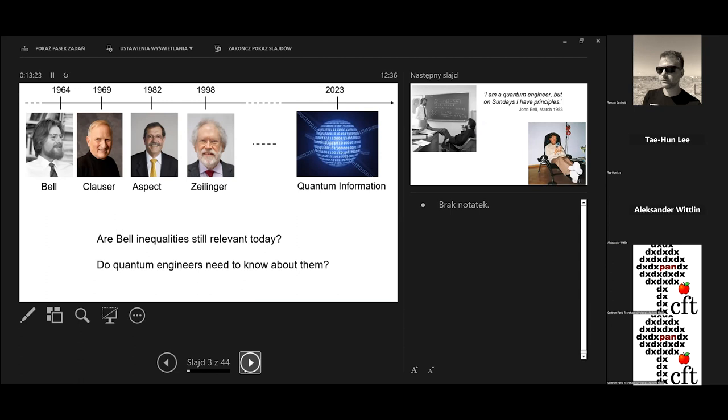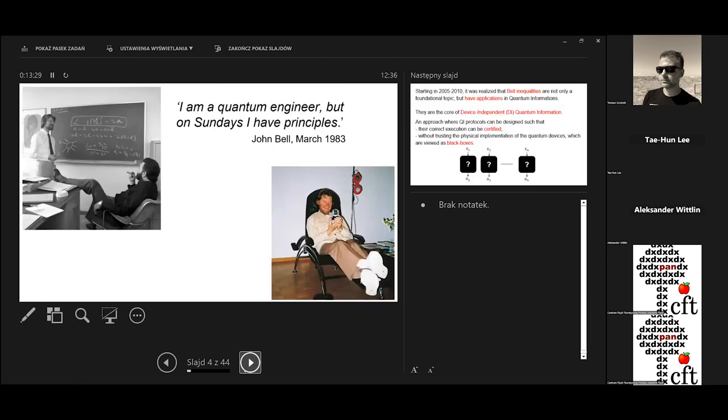And if you had asked this question to Bell, he would have probably answered no, they do not need to know Bell inequalities. So this is a quotation from Bell. One day he opened a talk by saying, "I'm a quantum engineer, but on Sundays I have principles." So what did he mean by that?